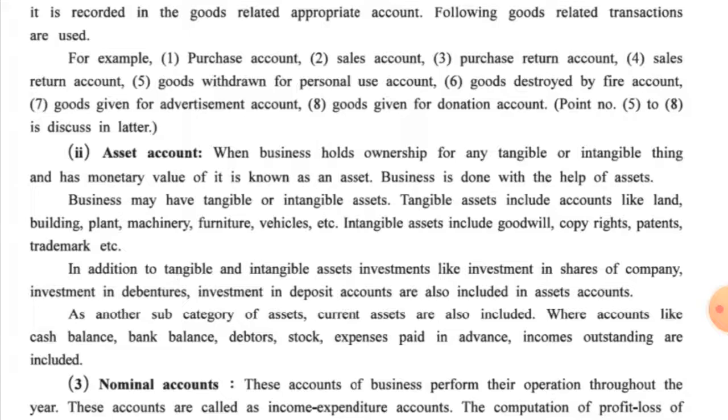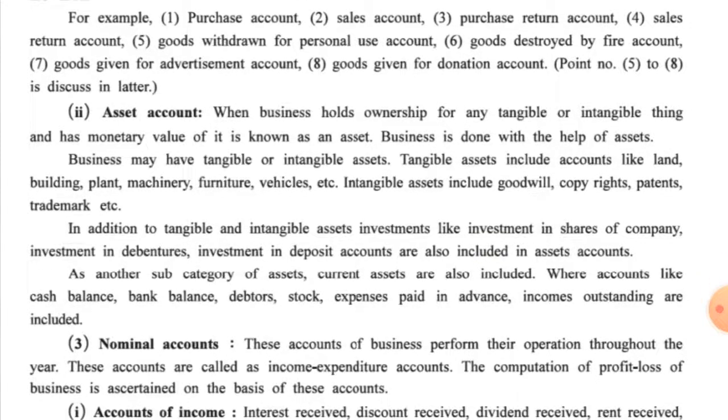Okay, then afterwards current assets are also included, with accounts like cash balance. Current assets means those which can be easily converted into cash within a very short time period of 1 year. Okay, the examples are cash balance, bank balance, debtors, stock, expense paid in advance. All these are examples of current assets. So any kind of assets related transaction, whether it may be tangible assets, intangible assets, investment, or current assets, will be included in assets account.